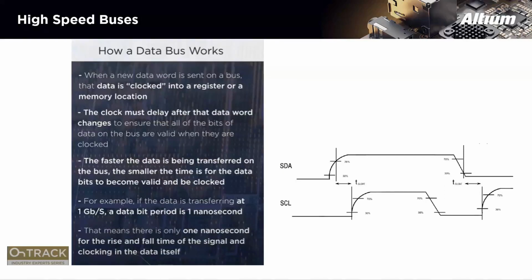For example, if the data is transferring at 1 Gbps, a data bit period is 1 nanosecond. That means there is only 1 nanosecond for the settling time of the signal and clocking in the data itself. What we see on the waveform is a definition of T setup, that means the time required for data to be present before the clock. This is normally handled by the chip, but if we unintentionally delay the data by not paying attention to the length match, we introduce extra time and reduce the timing margin.